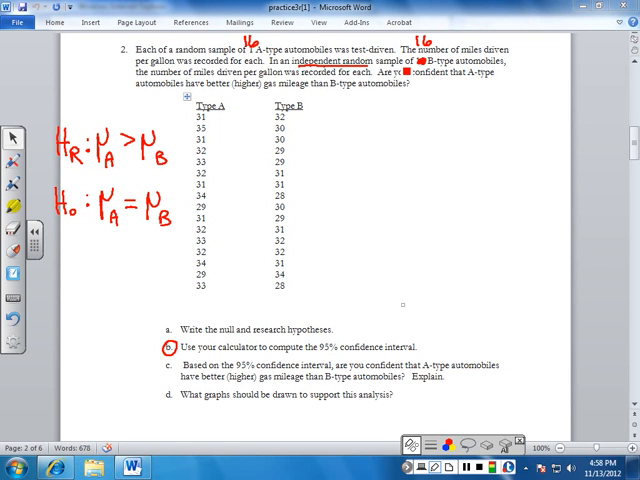Okay, so anyway, on number 2, there are 2 separate groups of cars. One sample of size, that should have said 16, and then another one of 16. Wasn't 1 and 15, at least if my counting was right a minute ago. There are 16 in each group. It said, can we be confident that A-type automobiles have higher gas mileage than type B? So mu A greater than mu B for the hypothesis.